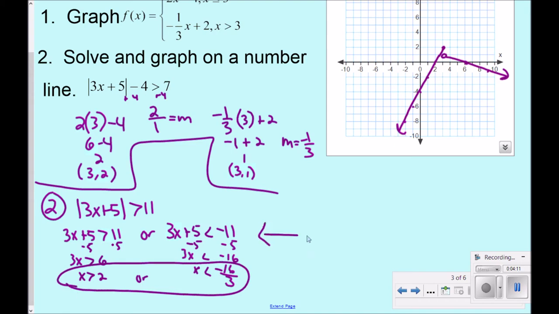Graphing that on a number line. Negative 16/3 is what? Negative 5 1/3. So that's an open point, negative 5 1/3. And then I have 2, also an open point, and I want greater than 2 or less than negative 5 1/3. So that is my number line.